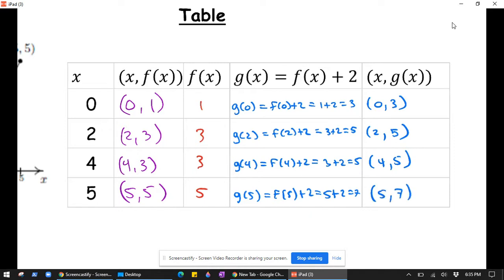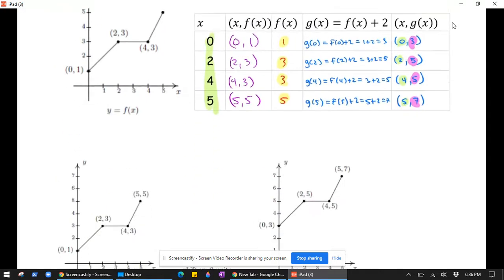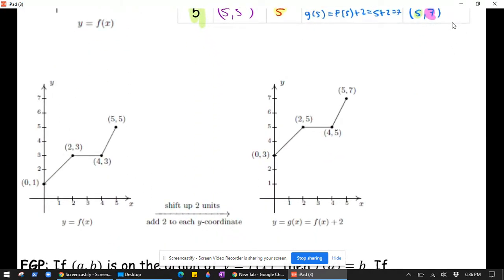And if you reflect on what happened here, basically our x values are the same, right? These are the same, but our y values went up by 2, right? These are our old y values. These are the y values for f, and the y values for g are 2 more than that, as we can see over here on the right. So when you see the graph relationship, you can see that causes a shift vertically by an amount of 2.